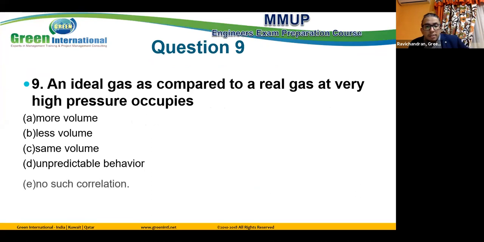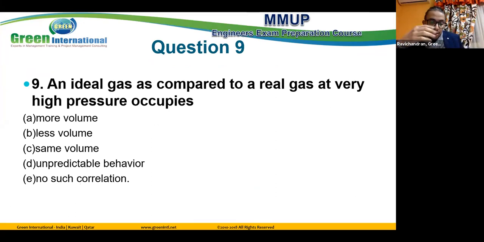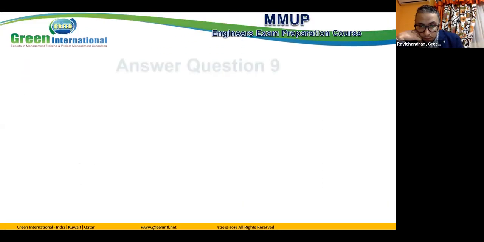An ideal gas compared to a real gas at very high pressure occupies less volume, because for a real gas it is going to expand. So it is going to take more volume due to expansion.